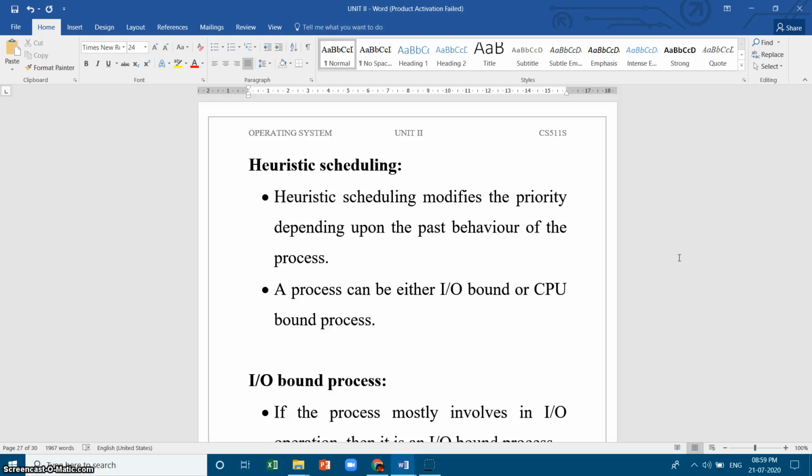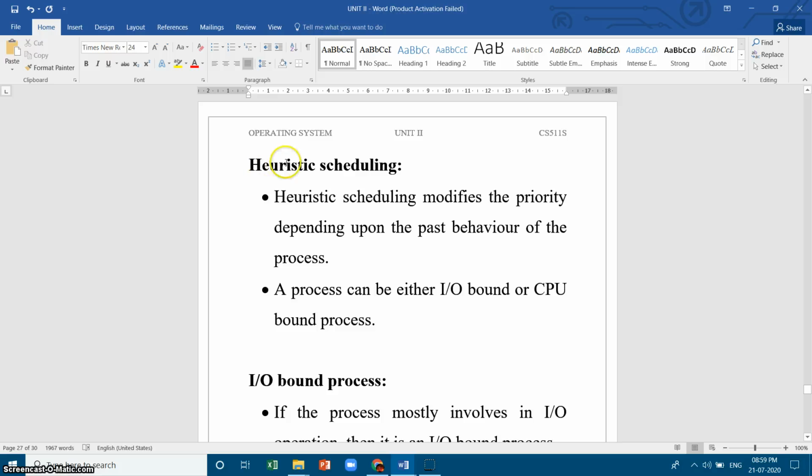In the last class, we saw about short-term scheduling methods. The first method is your round robin method. Then we saw about priority method and priority class method, and the last method is your heuristic scheduling. So today in this class we are going to discuss about heuristic scheduling.